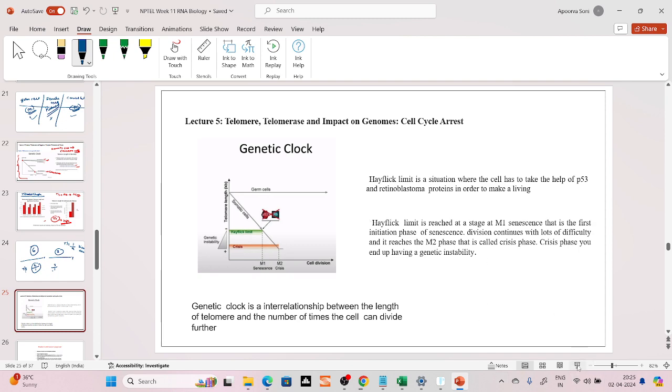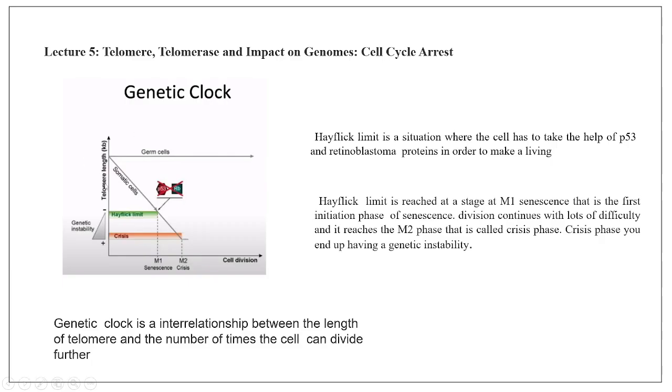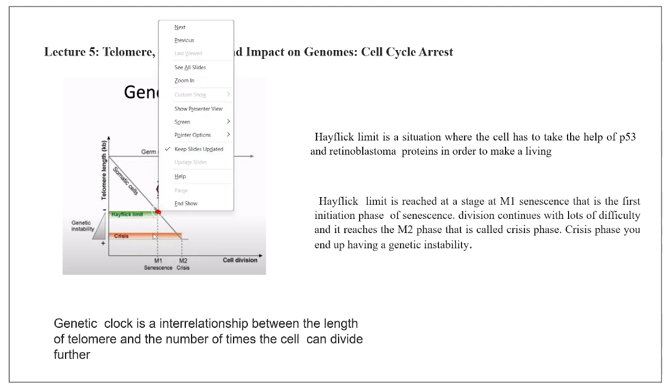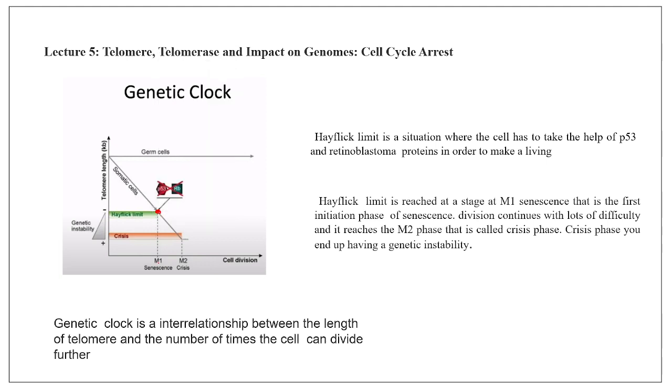Hayflick limit. We were talking about the Hayflick limit. See, same diagram that we have discussed. This is the telomere length and this is the cell division. You can see that with each cell division, germ cells are maintaining constant telomere length, whereas in somatic cells there is an exponential decrease in the telomere length. And this limit is known as the Hayflick limit. Why? Because at this limit, at M1, senescence occurs.